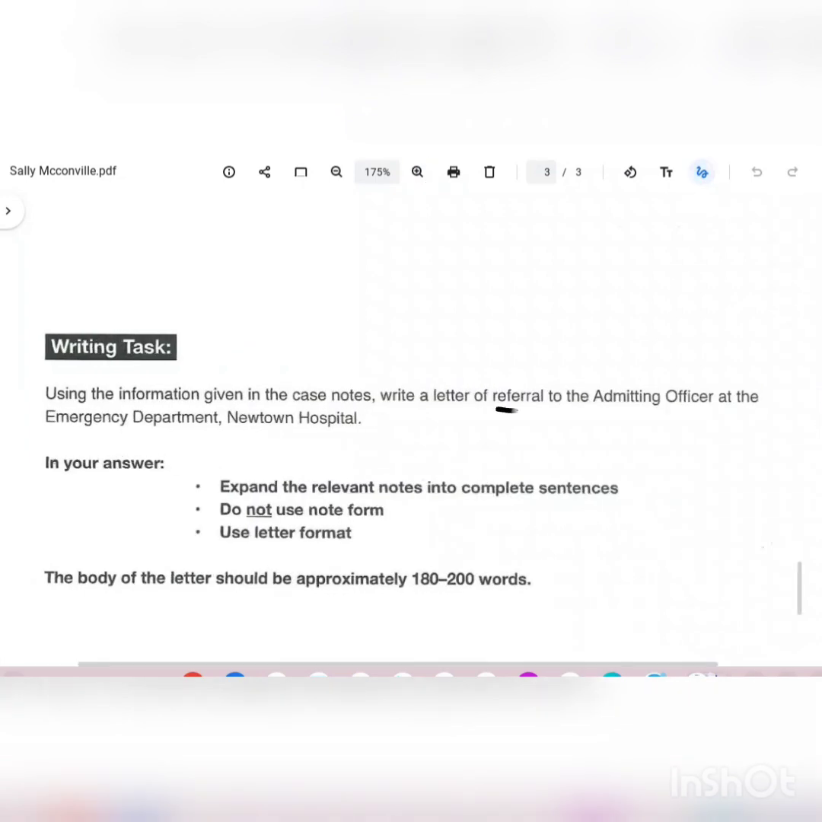So we've got one point: to the admitting officer at the emergency department. So it is something very, very important, that it is an urgent letter. Emergency department, Newtown Hospital. So the question arising from here is, why is it an emergency, urgent? So why is it?